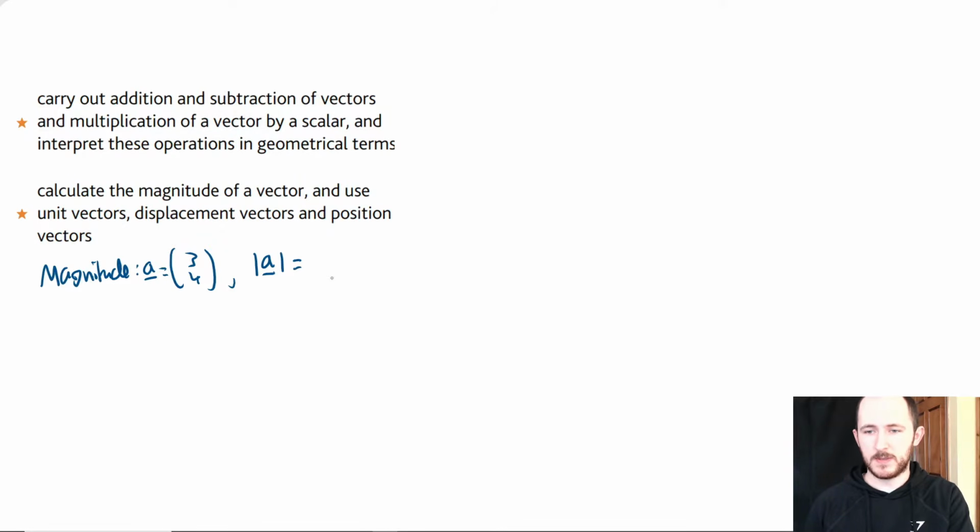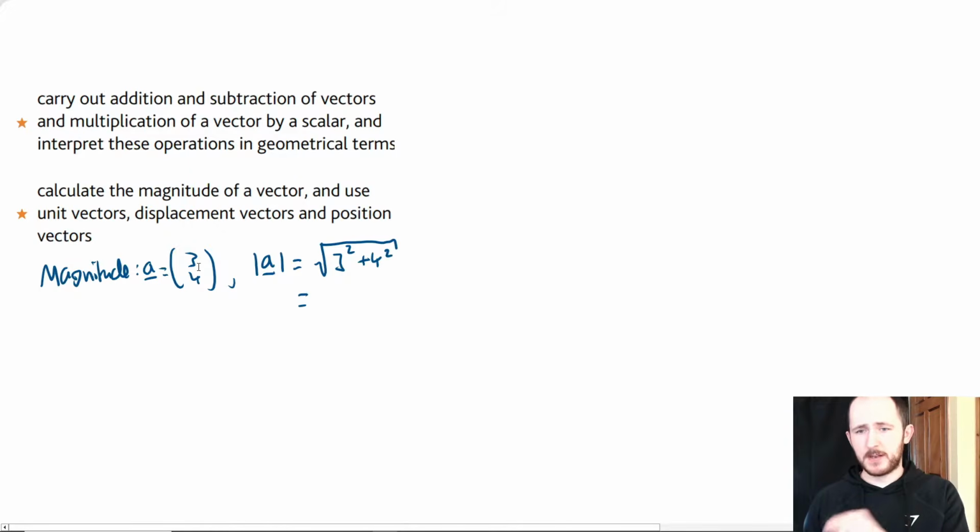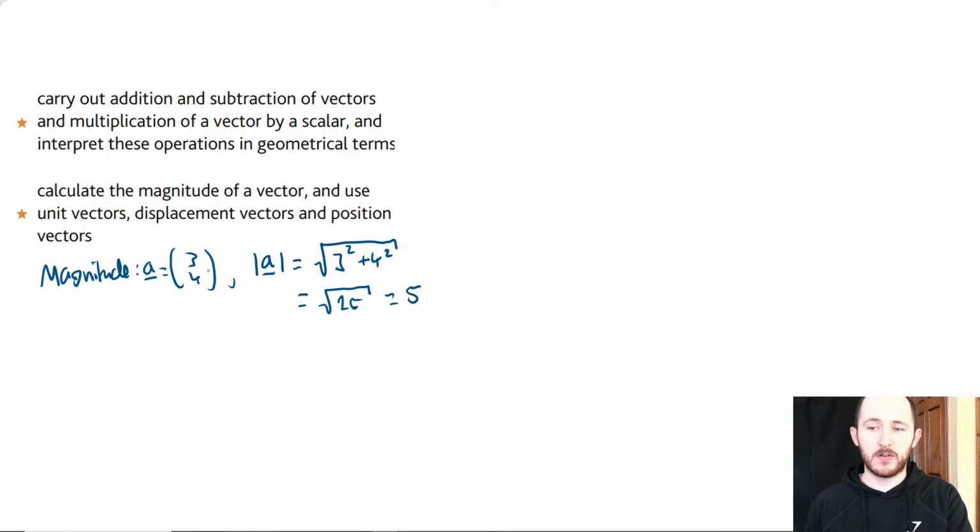All you do is take the square root of each term squared. So 3 squared plus 4 squared. And if it was a three-dimensional vector, so you have 3, 4, and 1, you'd add plus 1 squared on the end. It kind of looks like Pythagoras, which it pretty much is. You take each of the components, square them, add them together, square root them. So in this case, that would be square root 25, because 3 squared is 9, 4 squared is 16, which equals 5.